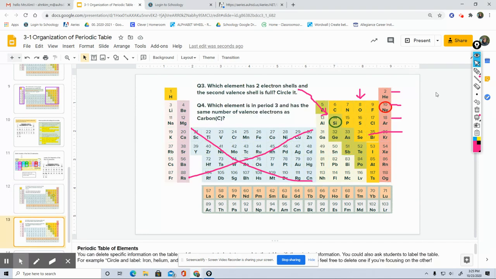Okay, for slide number 13. I'm showing you the answers using the same logic. Just have to remember that the elements with the full valence electrons are the noble gases. And if carbon has 4 valence electrons, that means everything else below it also has the same number of valence electrons as carbon.